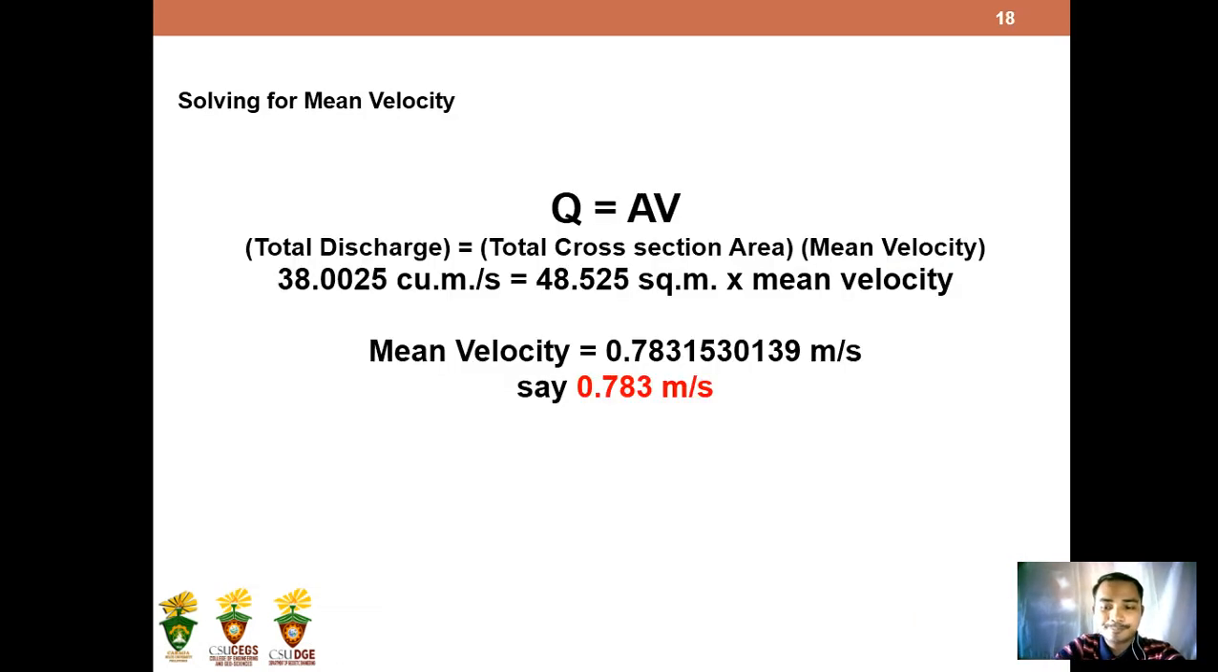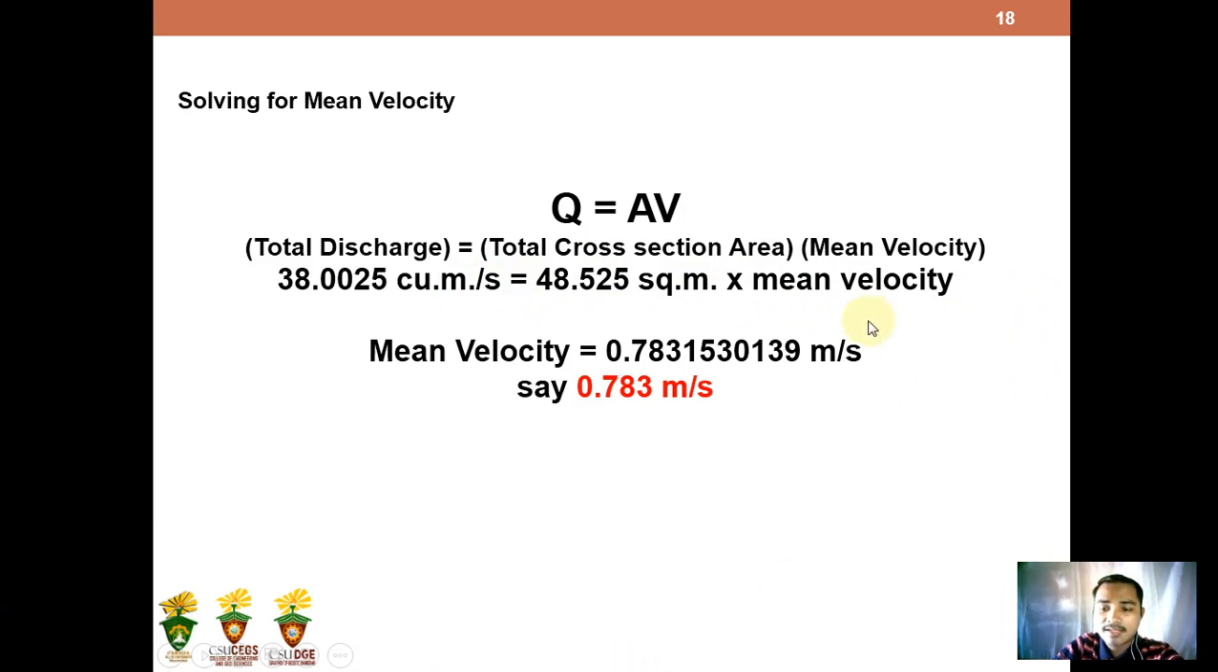Alright. And to solve for mean velocity, which was asked in the letter C question, again, let's go back to this formula that discharge is equal to A times V. So we have now a total discharge calculated in the previous slide, which is 38.0025 cubic meter per second. And we have also a total cross-section area, which is 48.525 square meter.